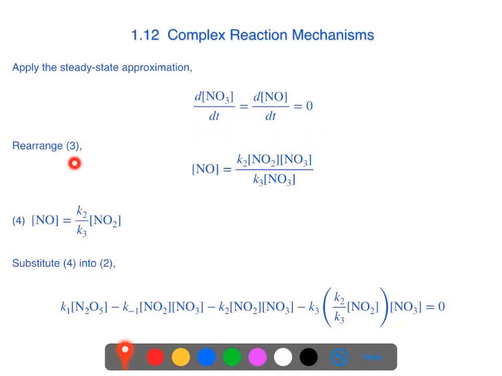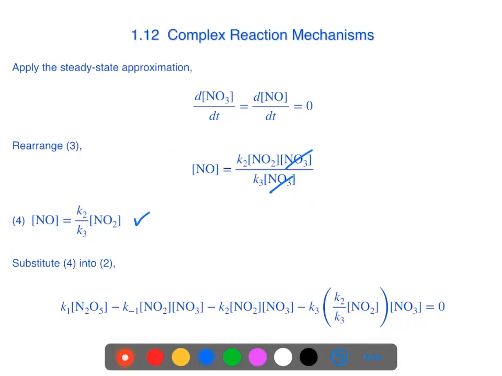So if we rearrange 3 now, we can do that because we've equated expression 3 to 0. We can solve for the concentration of NO. And in doing so, we end up with this quotient. And you can see that we can simplify this quotient slightly by canceling out the concentration with respect to NO3 in the numerator and denominator. And so this leads us with a new expression, expression 4, which is a solution for the concentration of NO.